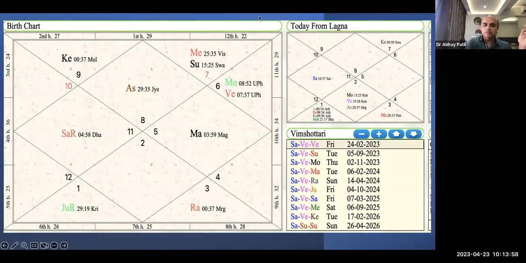So this is how the transits help me know when and how to change the remedy.